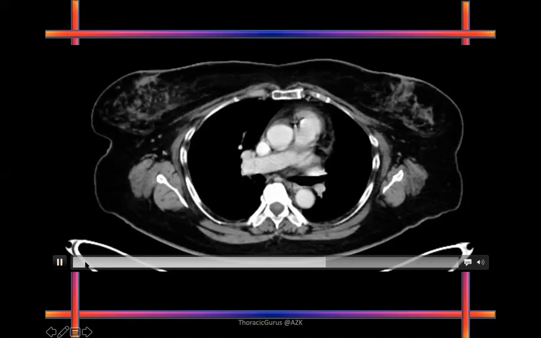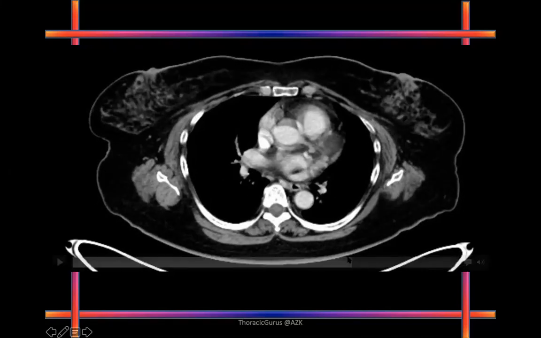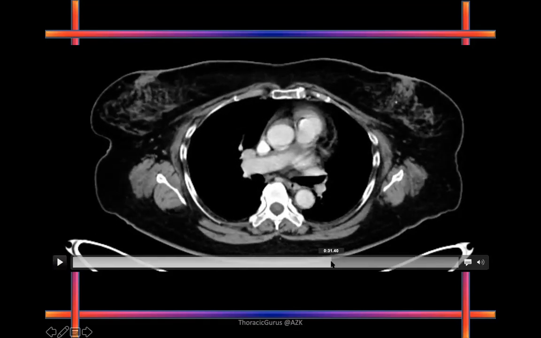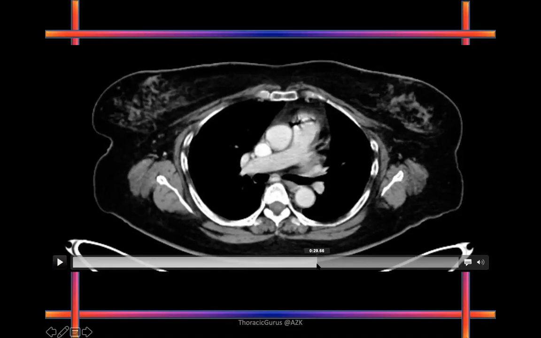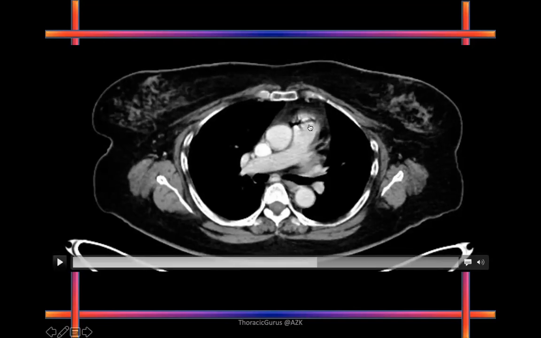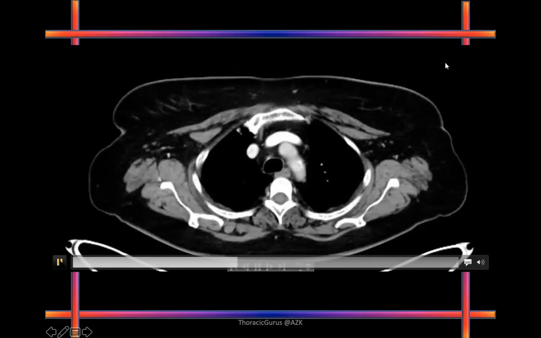I'll pause it. I just need to get to the correct structure. What is this coming into view below the SVC? That's the pulmonary trunk. Okay, what do you think is this one? And what do you think is this one? So on the right side. I'll play it again and I'll pause. I have to get to the correct one, okay?